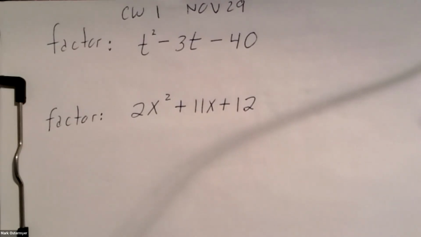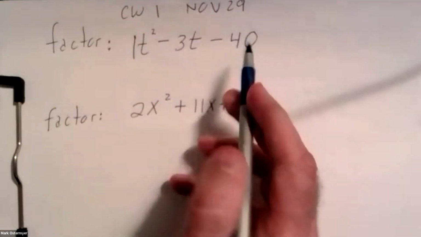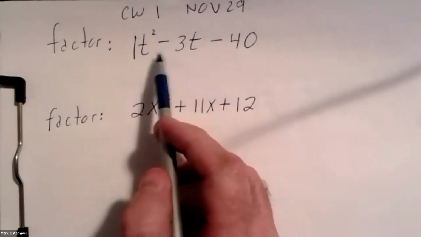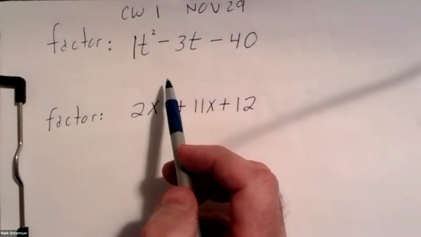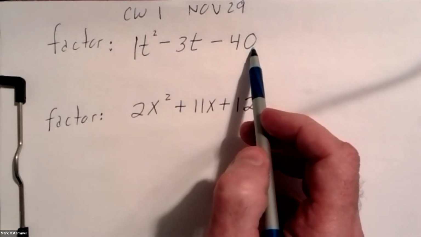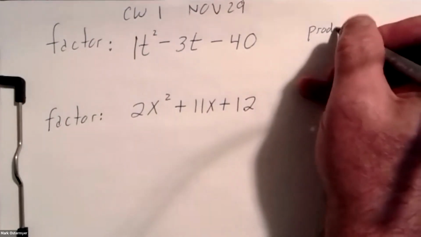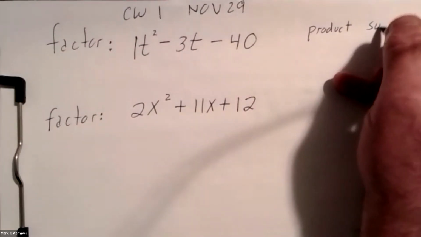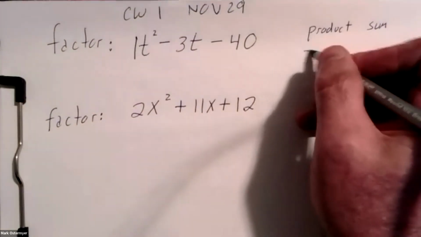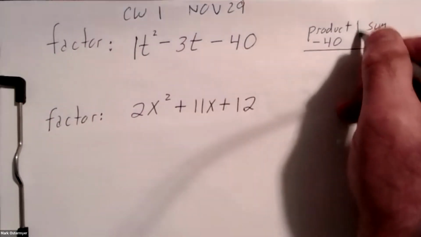All right, this first trinomial is an easy type of trinomial to factor because it has a leading coefficient of 1. These types of trinomials were discussed in section 3.2. All we need are two factors of -40, the constant term of this trinomial, that add up to your middle coefficient of -3. What's helpful to do, which you don't have to, is to make a product-sum little table here. Our product has to be -40 and our sum has to be -3.